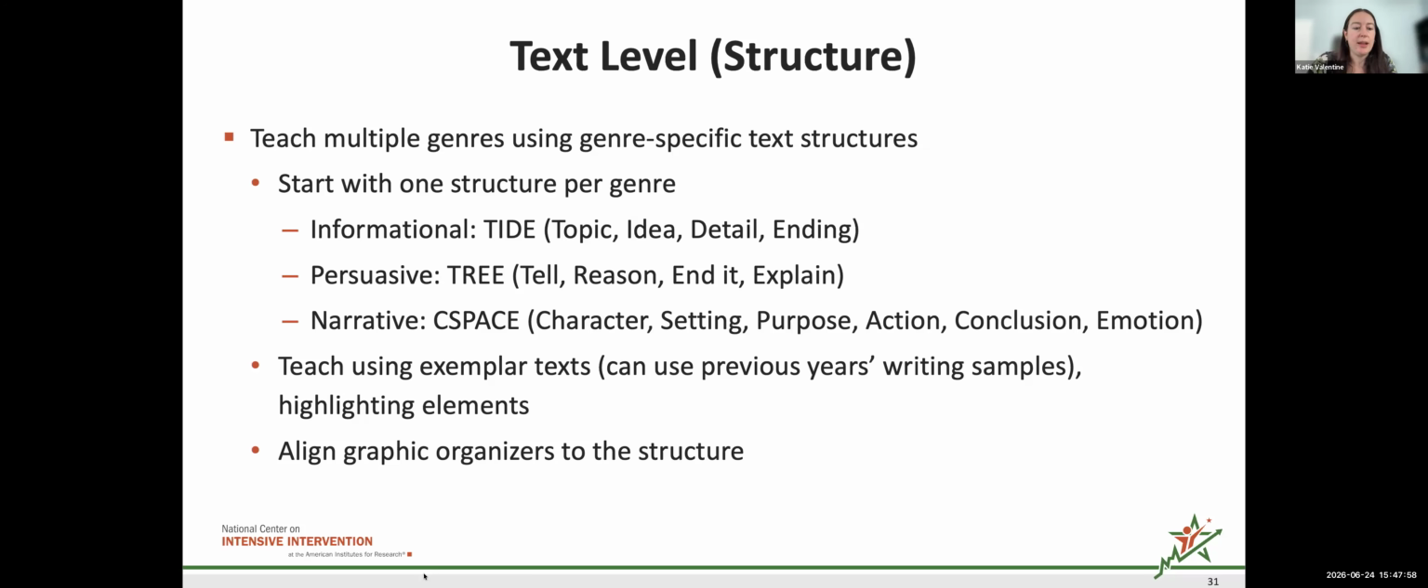And then teaching them how to align their graphic organizers to that structure. So if you are teaching a specific structure, have a graphic organizer and teach students how to create a graphic organizer that aligns to that as well. You may also use that color highlighting to kind of reinforce that alignment also.